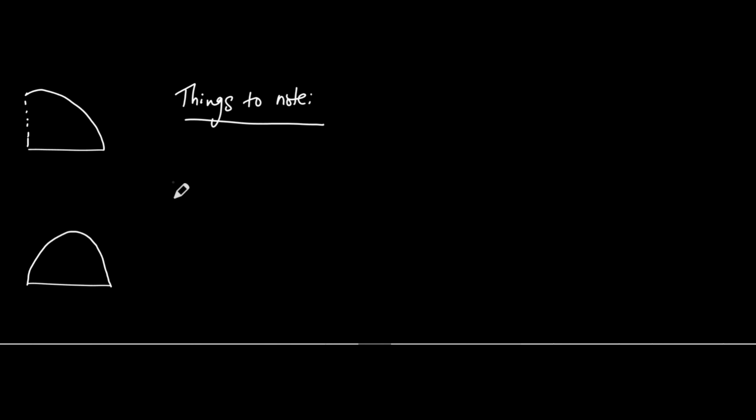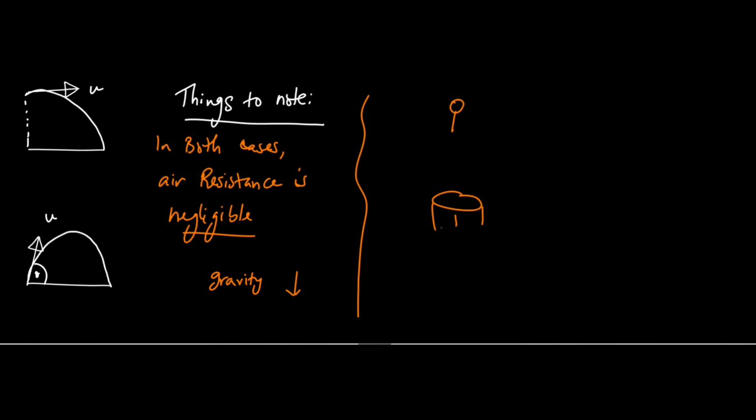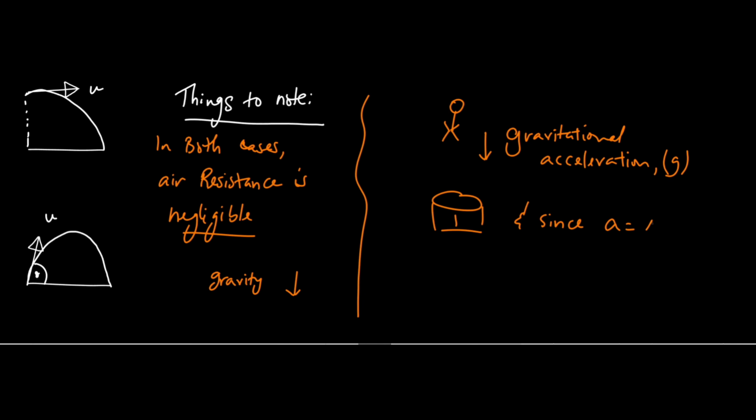Now let's look at a few things that we should note about projectile motion. In both cases, air resistance is considered to be negligible. Now, remembering that gravity acts downwards, consider a person jumping on a trampoline. That person accelerates downwards towards the trampoline predominantly because of gravity, thus experiencing a gravitational acceleration. This gravitational acceleration is known as common g. This forms the vertical component of acceleration, but since acceleration is a change in velocity over change in time, then this vertical component of velocity changes as the object moves.